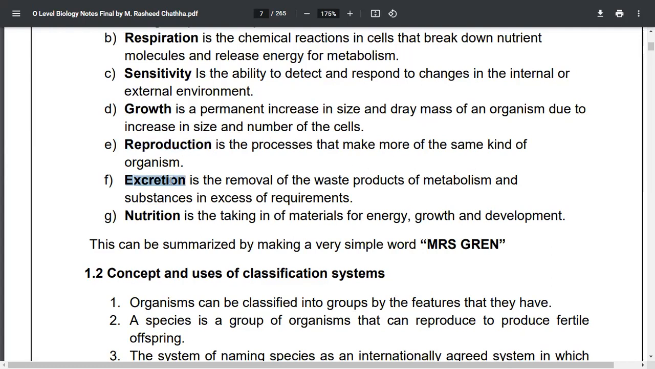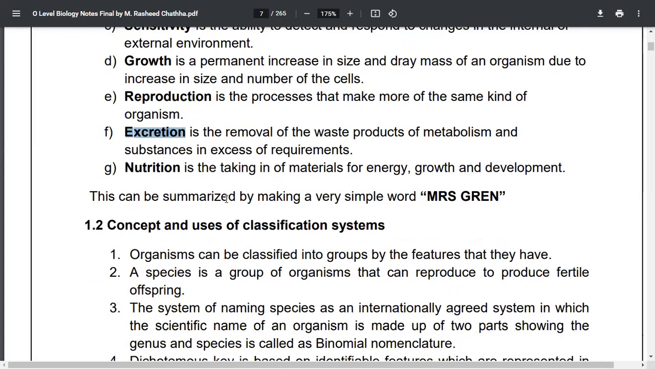And excretion is the removal of metabolic waste products and substances in excess of the requirements of the body. So toxic substances which are produced as a result of metabolism, or which are in excess in the body, must be removed out of the body. This is called excretion. Nutrition is the taking in of material for energy, growth and development. So nutrition is basically getting nutrients. And this can be summarized by making a very simple word, Mrs. Gren.